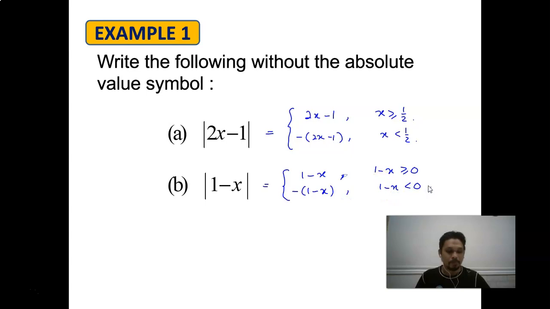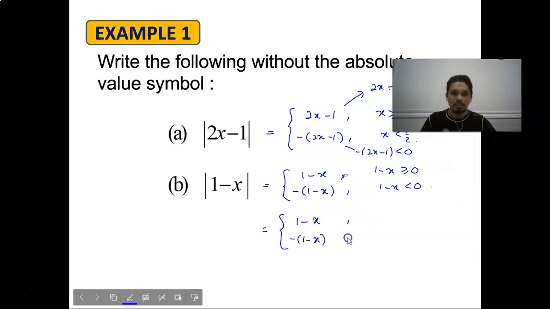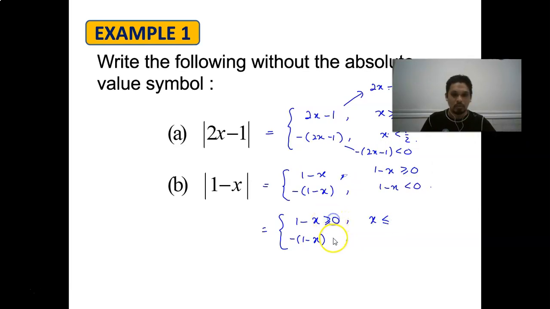Okay, for this one, before we reach this point, I suppose we write that 2x minus 1 is greater than or equal to 0, and negative of 2x minus 1 when it is less than 0. Then from here we get this one and this one. So what about this? 1 minus x and negative of 1 minus x. And here, which is x less than or equal to 1 and x greater than 1.